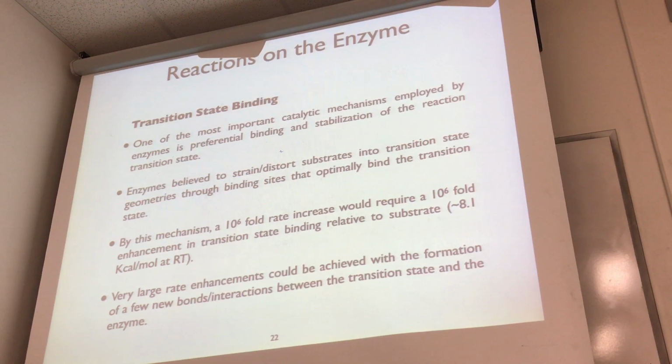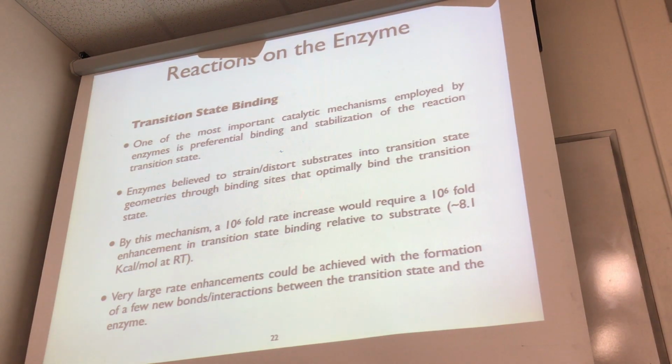That brings us back to transition state binding. So with all this other stuff, one of the most important catalytic mechanisms employed by enzymes is preferential binding and stabilization of the reaction transition state. In addition to bringing the reactants together, you also introduce interactions that promote them to react when they're together, right? To help stabilize the intermediate. Enzymes strain and distort substrates into transition state geometries through binding sites that optimally bind the transition state. You achieve these distortions, which are energetically costly, because you're paying for that through the interactions between the enzyme and the substrate. Does that make sense? You get twists and distortions of bonds, and redistribution of electrons based on the interaction with the protein, right?